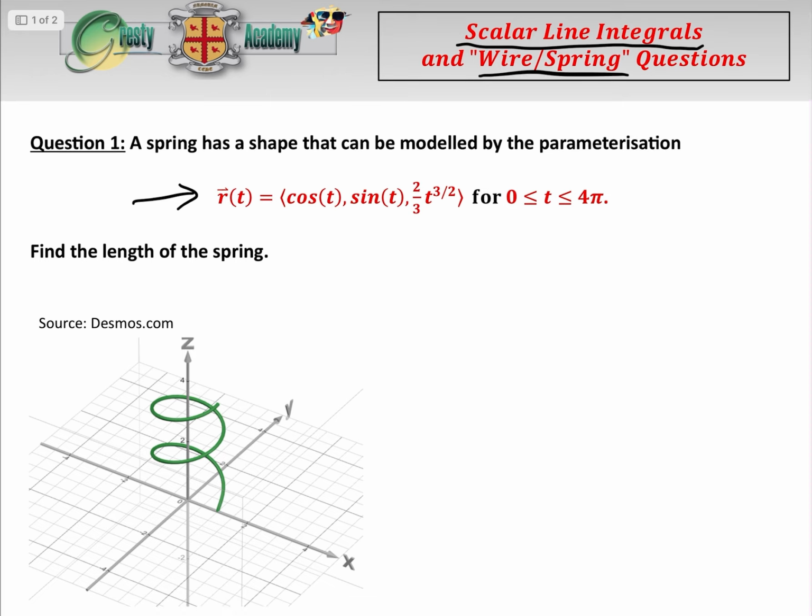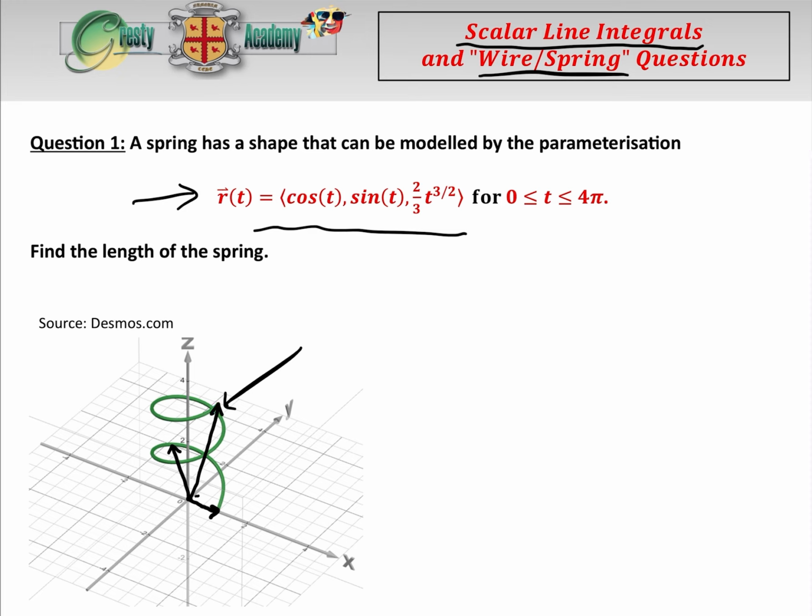Find the length of the spring. If we just look here, courtesy desmos.com, here is the spring. Some people may be unfamiliar with this format, so I'm going to do it in both formats just to get people familiar. All this r of t means is a vector from here: that is the vector where t equals 0, this bit here is the vector when t equals something else, and the one at the end is the vector when t equals 4 pi.